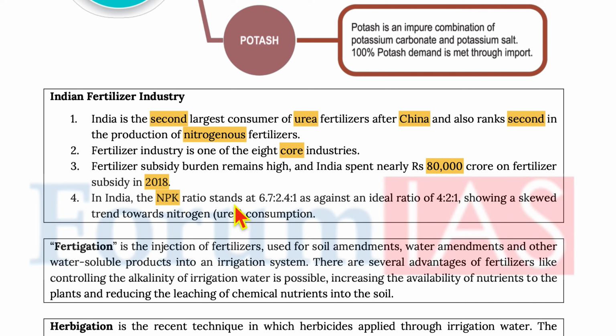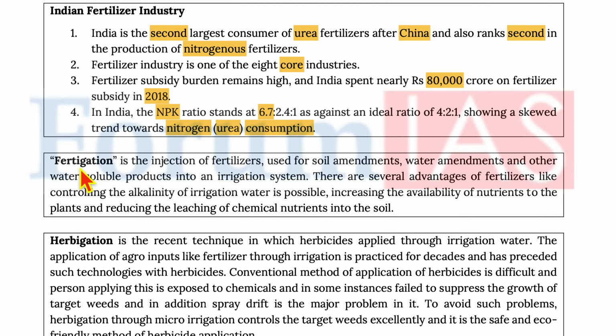In India, the NPK ratio stands at 6.7 is to 2.4 is to 1, whereas the ideal ratio is 4 is to 2 is to 1, showing a skewed trend towards nitrogen, that is urea consumption. Now, fertigation is an injection of fertilizers used for soil amendments, water amendments, and other water soluble products into an irrigation system.